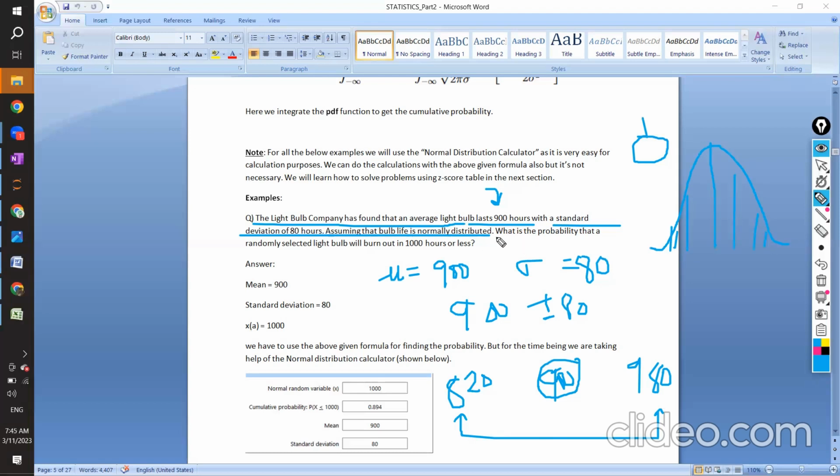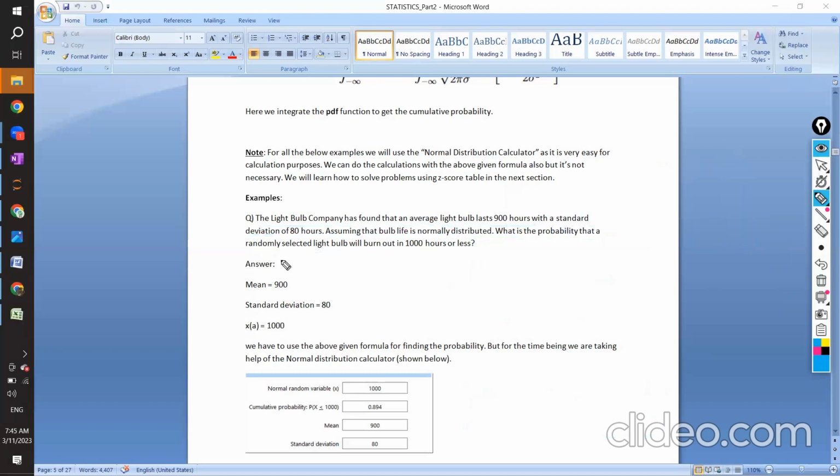Now what is the probability that a randomly selected bulb will burn out in 1000 hours? Now he's asking, average is 900, that's fine, standard deviation is 80. But I want to know the probability that a randomly selected bulb, randomly I will take one bulb, will burn out in 1000 hours or less?